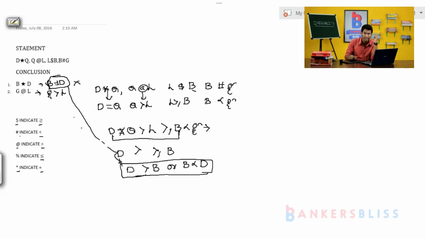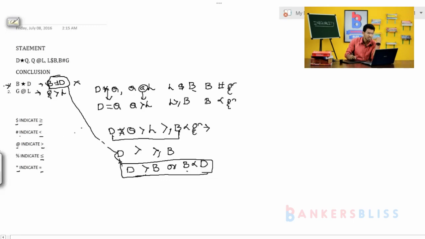Clear guys? Once again I will repeat, the obtained conclusion is D greater than B or B less than D, but the given conclusion is B is equal to D. So the given conclusion cannot be matched with the obtained conclusion, therefore the conclusion is considered as wrong.